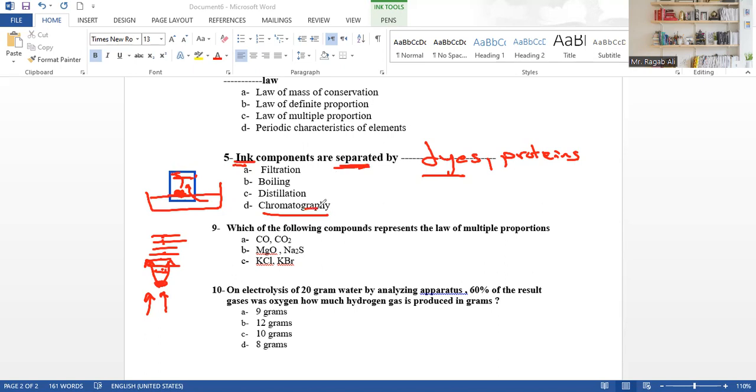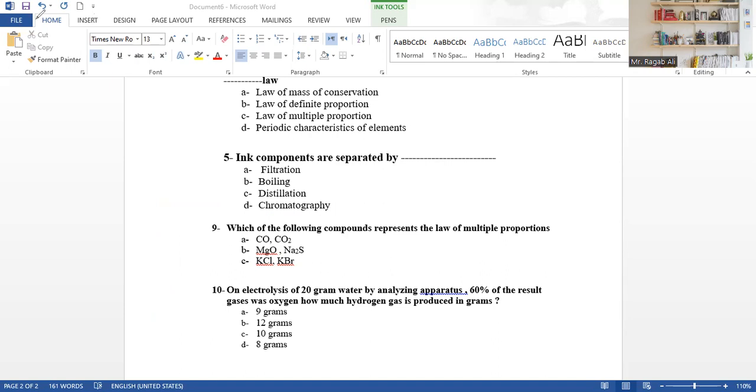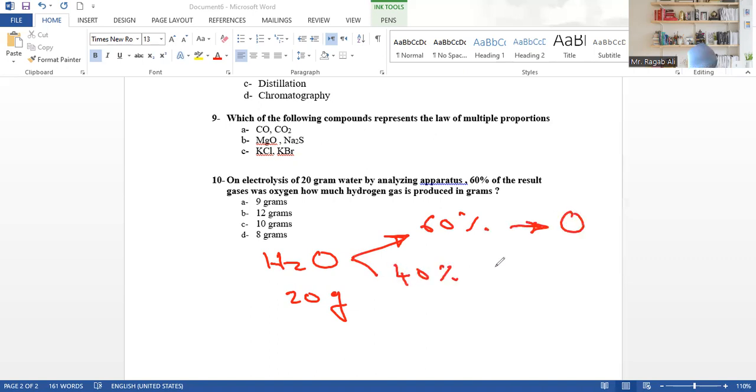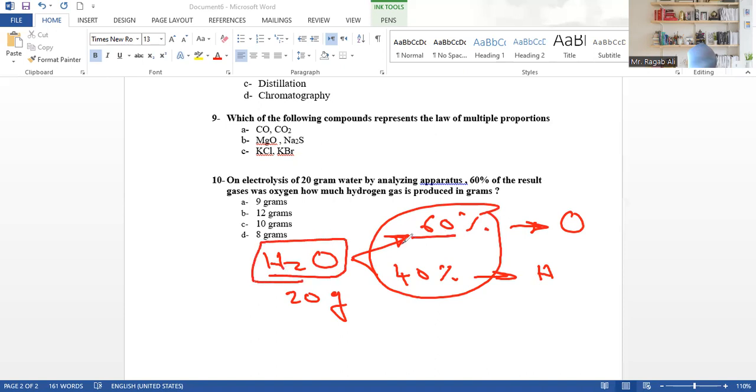The last question here is about the ratio. He said that on electrolysis of water, as you know, water contains H2O. I have here 20 grams, and 60% of it is oxygen gas. It means that the other one will be 40% for hydrogen, this one for oxygen, this one for hydrogen. Why? Because the total will be 100%. Now, for the compound H2O, he said 60% oxygen and 40% hydrogen.